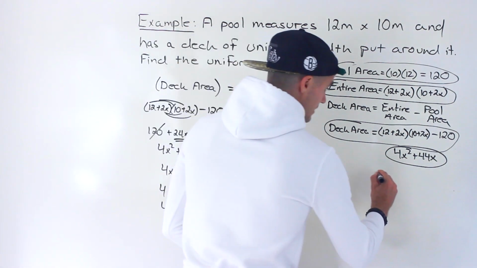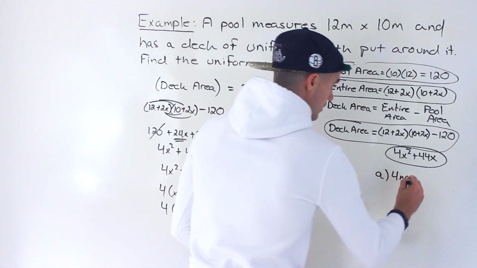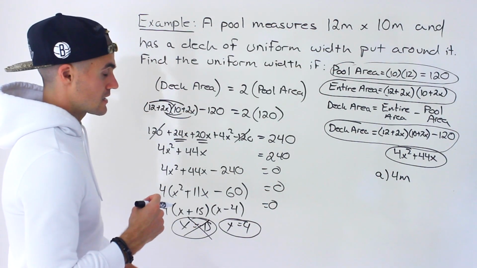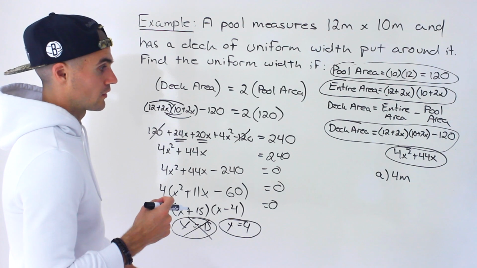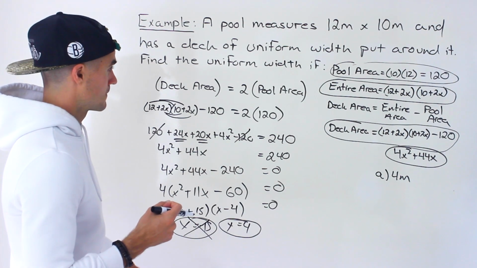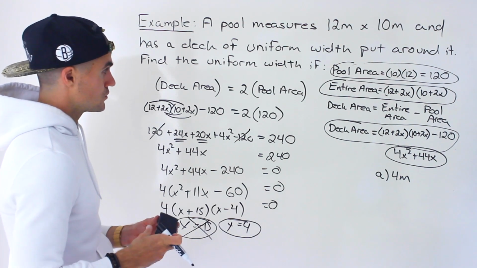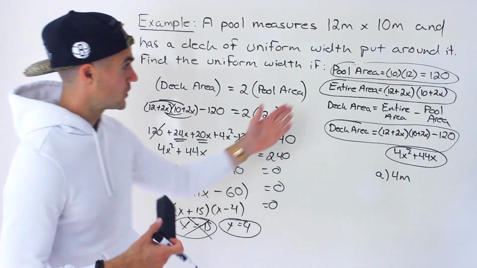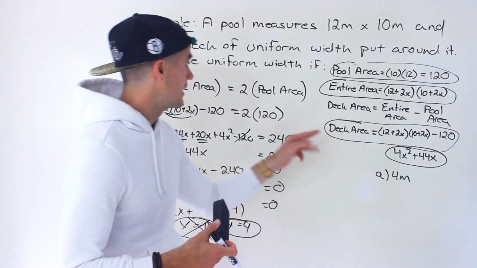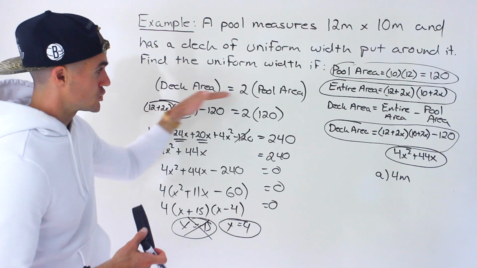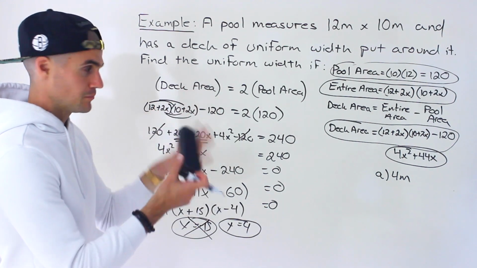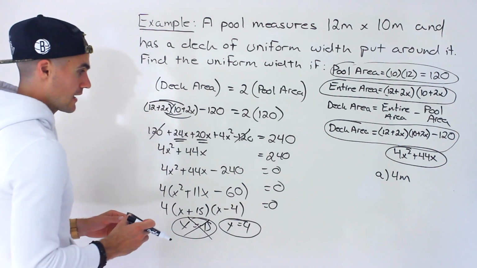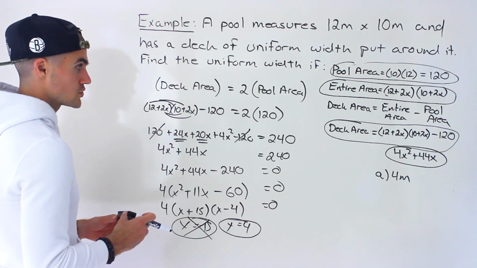So in part A, the answer for the width of the deck is just 4 meters, like that. Right? So that's how you do these kinds of questions. This is my suggestion of how to do it. Create these expressions on the side first, then create an equation with just the words, and then plug everything in, and then you just expand, bring it over to one side, and then solve the quadratic equation.